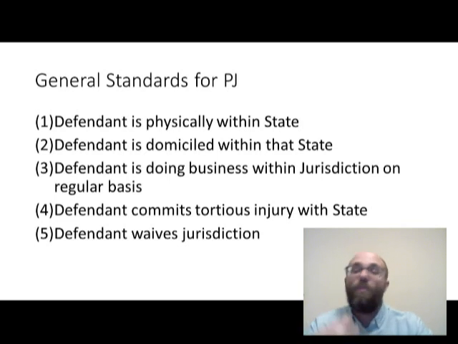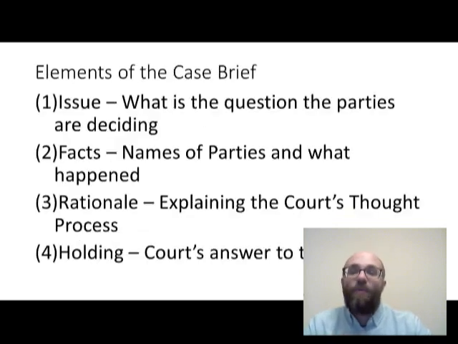What is the test? What are they looking for? What is the evidence they're looking for? What are the facts they're looking for? Now that leads me finally into our last slide, which is the idea of the case brief.